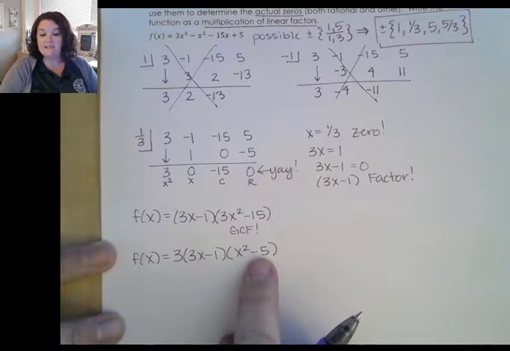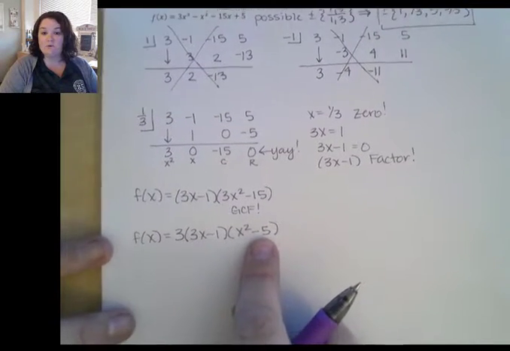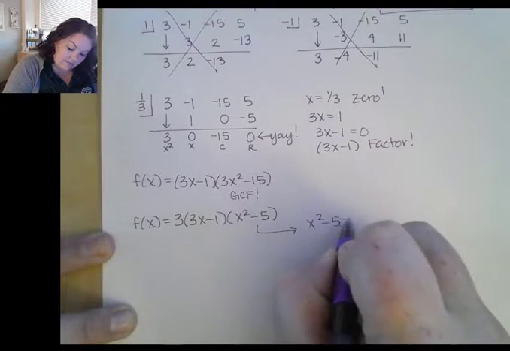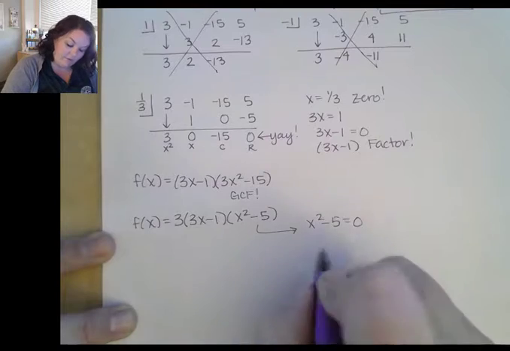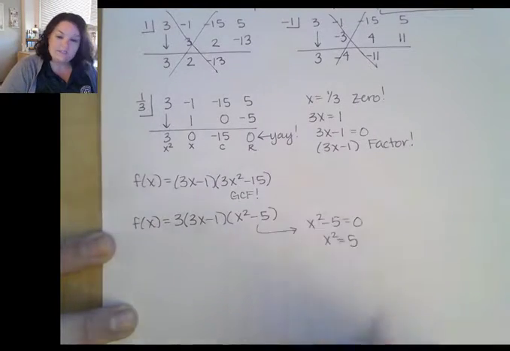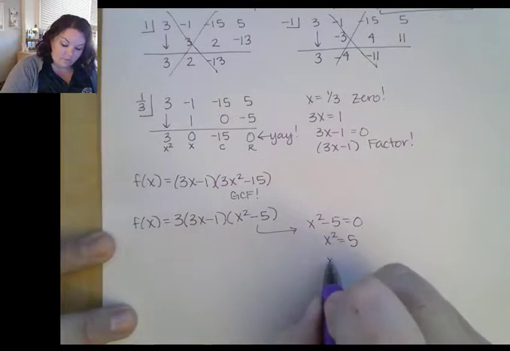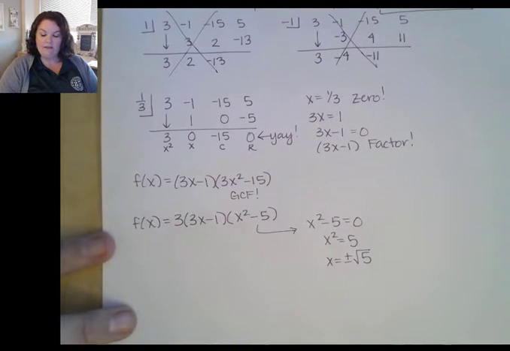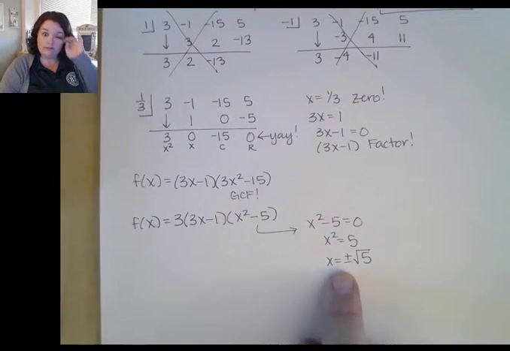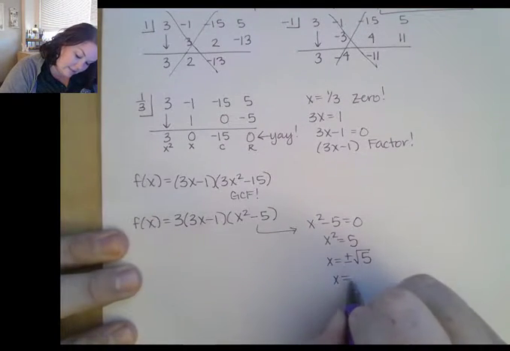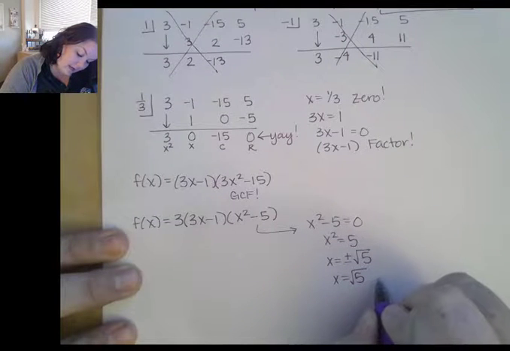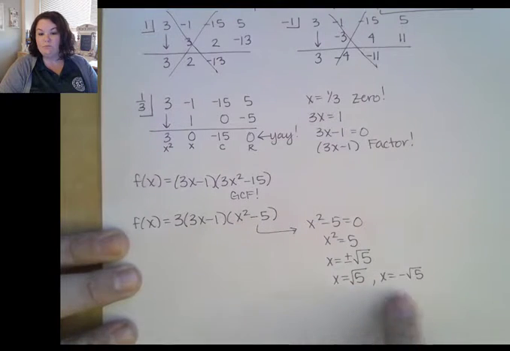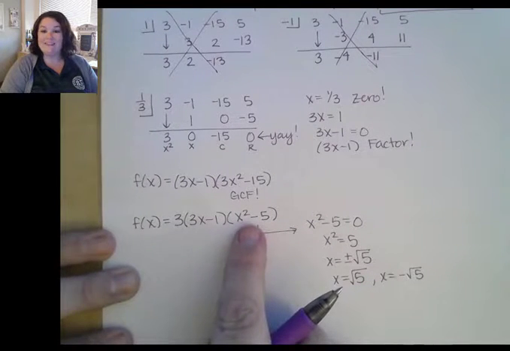Right? And then this is something I can solve just by taking the square root. So I'm going to go ahead and set this equal to 0. So x squared minus 5 equals 0. I move the 5 over, so I get x squared equals positive 5. And then I take the square root. Don't forget your plus or minus. Okay, so I found 2 more zeros, right? This gives me x is equal to the square root of 5 and x is equal to the negative square root of 5.